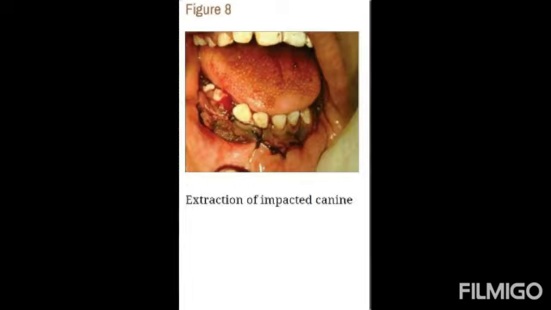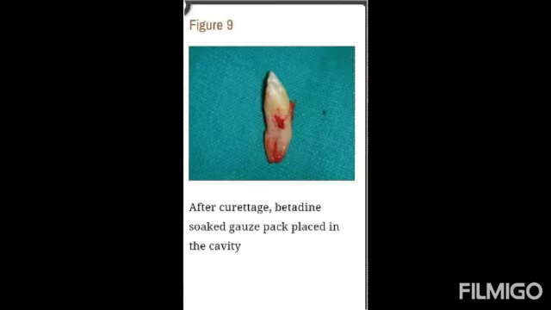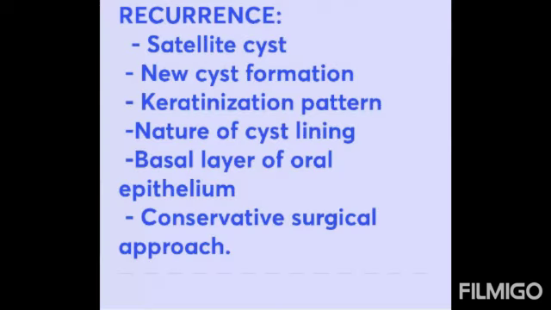The cyst lining is removed from the OKC. The eighth picture shows the extraction of the impacted canine, so we have to remove the canine. After curettage, betadine soaked gauze is packed and placed in the cavity. So after curettage, we have to place the betadine soaked gauze.